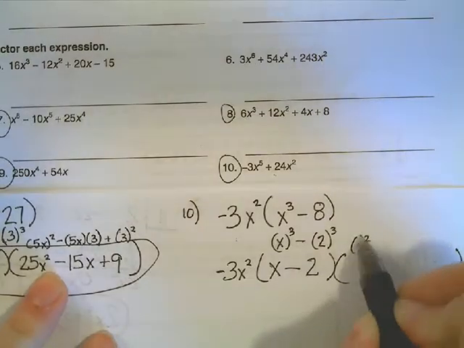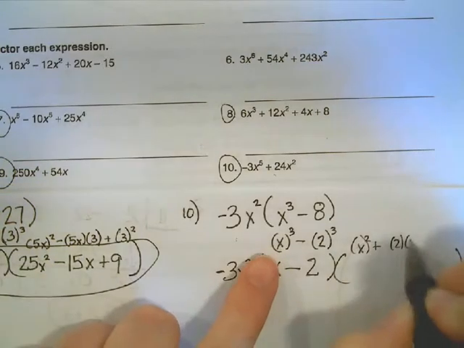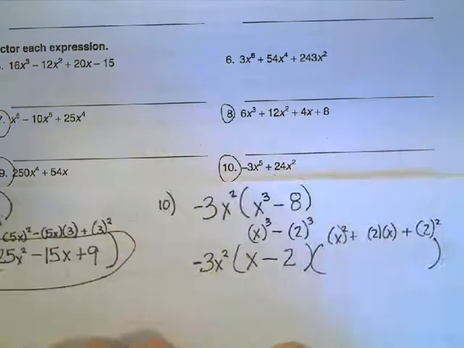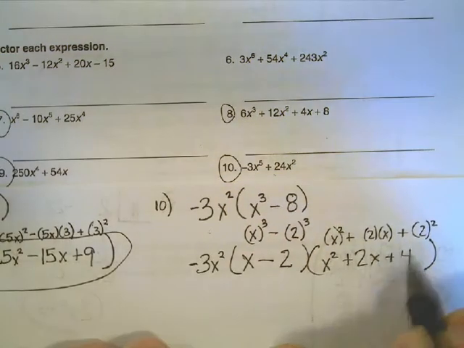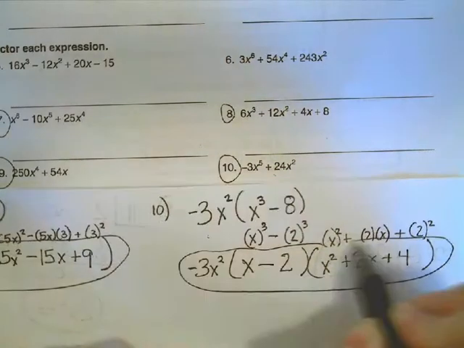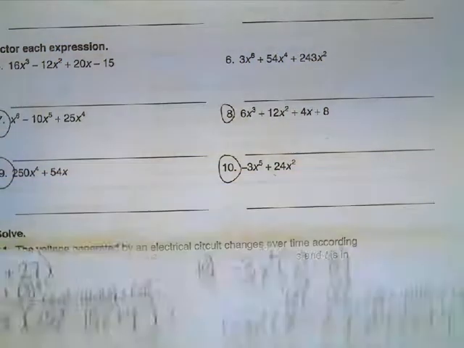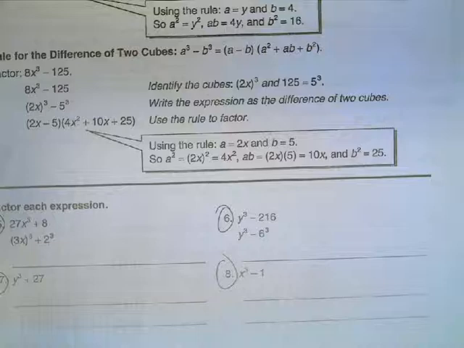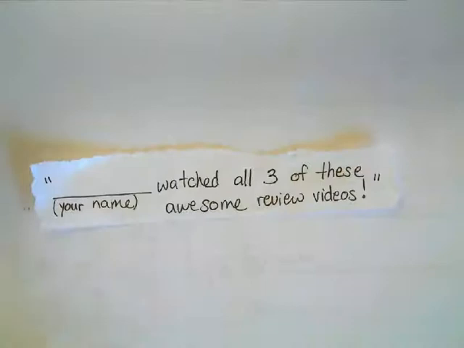So my difference of 2 cubes. Again, I start by just bringing down the first thing that is cubed, putting a minus sign, and bringing down the second thing that is cubed. Then the pattern is much the same as it was in your sum of 2 cubes, except both of these terms will be positive. So I have my first term squared plus my first and last pieces multiplied together plus my last term squared. So I end up with x squared plus 2x plus 4 as my trinomial, and that is my final answer for number 10.